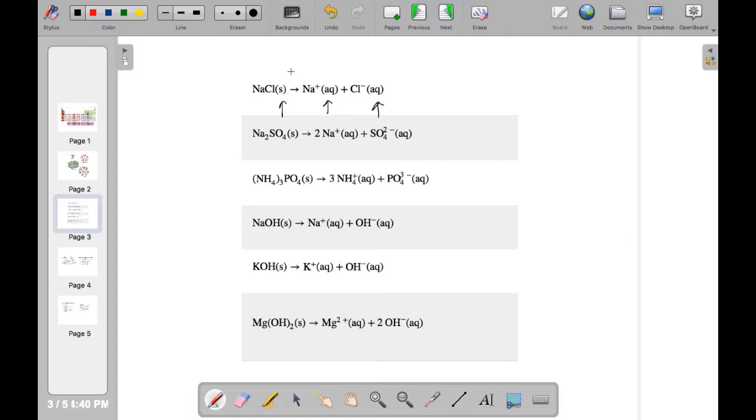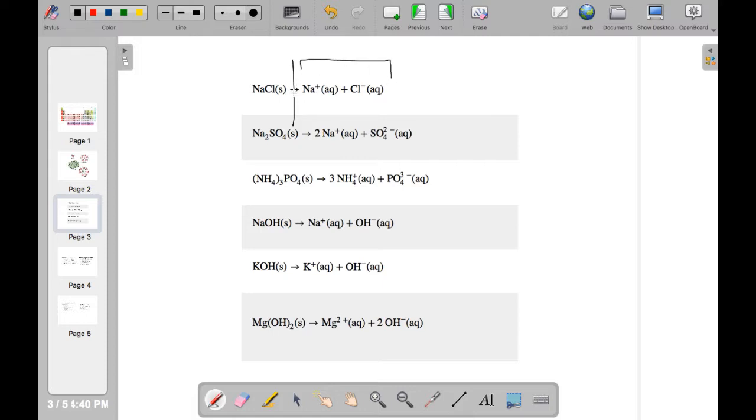Now you're probably thinking, why don't I put H2O over here? Because this is in H2O, it's in water. Well, that's because this aqueous basically tells us it's already in water. So we don't need the H2O. All we need to write is the ionic compound on the left-hand side of the equation and the cations and anions on the right-hand side.